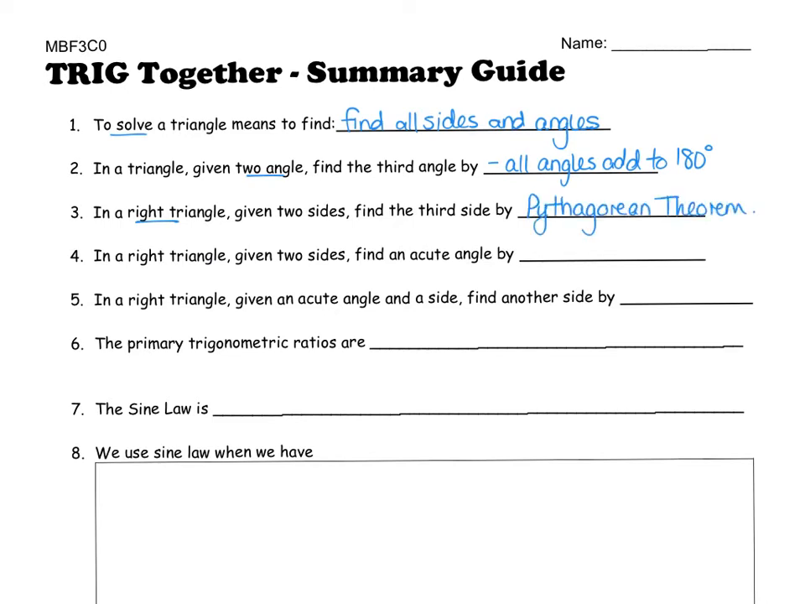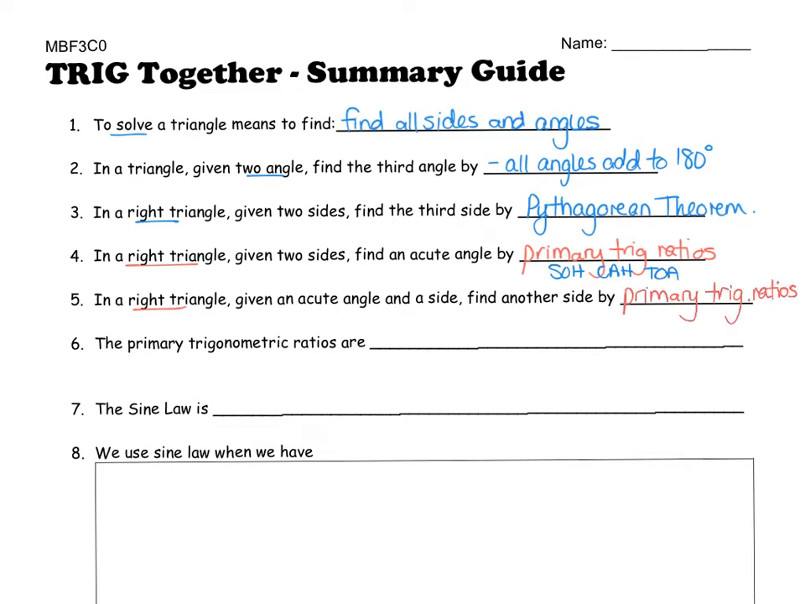For the next couple, note we're talking about right angle triangles. If you're given two sides, you're going to find one of the other acute angles, not the 90-degree angle, but the other two angles, by using our primary trig ratios. This, of course, means using SOHCAHTOA. Another right triangle scenario: if you're given one angle and one side, you would be able to find another side by again using the primary trig ratios.